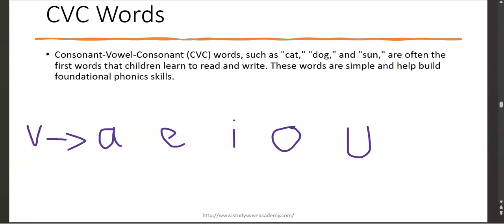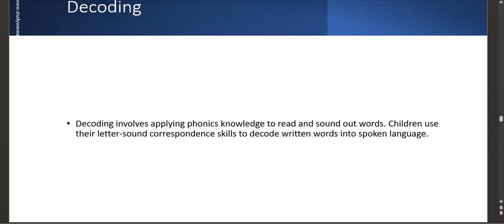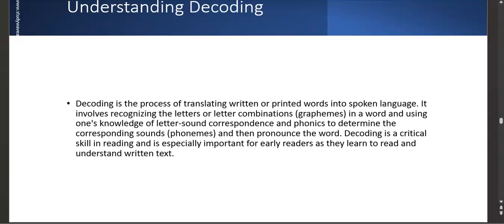So after looking at this, we look at something known as decoding. This is very simple again, class. Decoding is just about applying phonics knowledge to read and sound out words. The decoding process is about translating written and printed words into spoken. It's just about reading. How can you read something and speak it out?